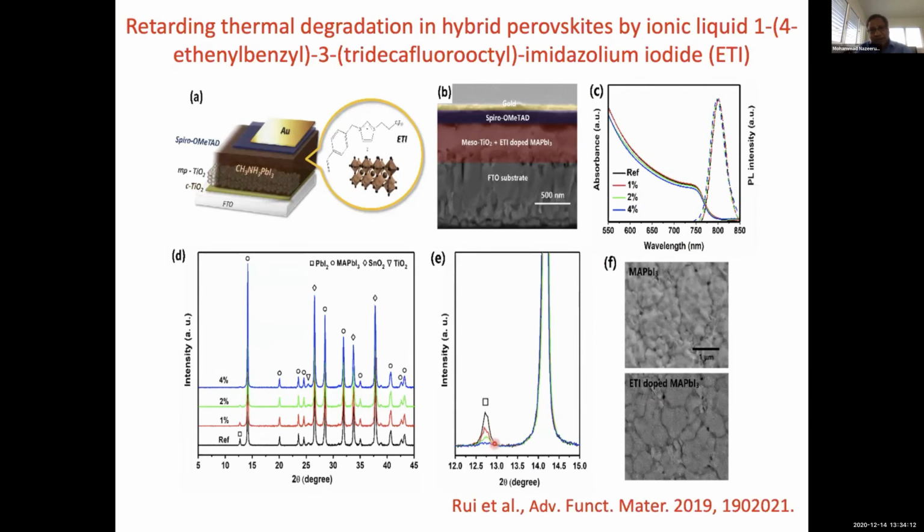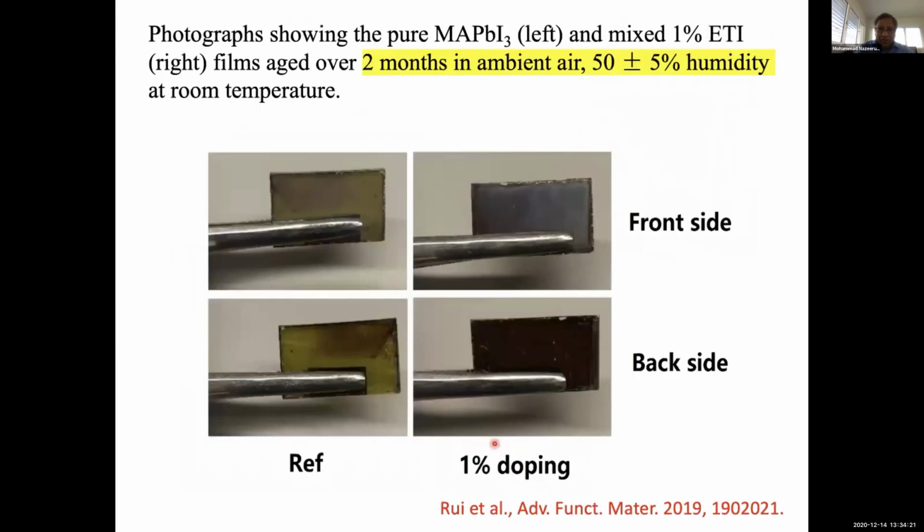What does it tell you? Having this type of ionic liquid in the composition, you can enhance the stability against decomposition of your perovskite materials. But the question is, what is this ionic liquid doing? Here is a very simple demonstration. Even though we have only 1% of ionic liquid, at 50% humidity, after 2 months outside, front side and back side, the perovskite material with 1% ionic liquid shows extremely stable behavior. On the contrary, without this ionic liquid, the perovskite gets decolored. So this is the beauty of modifying the properties of the perovskite materials.